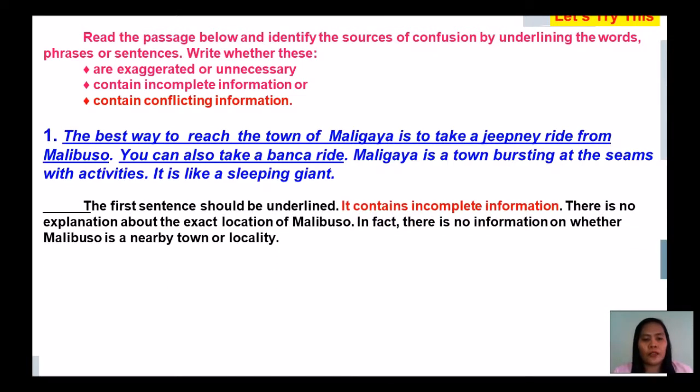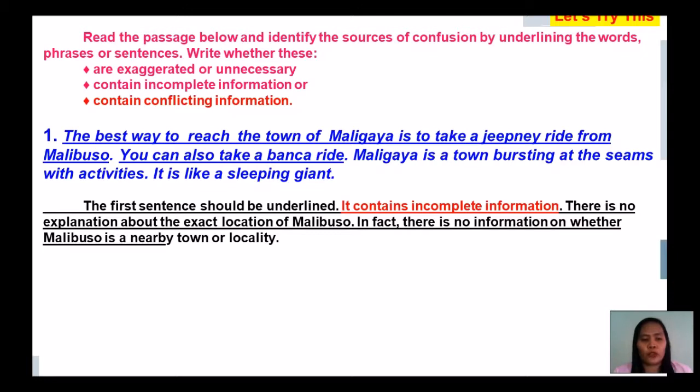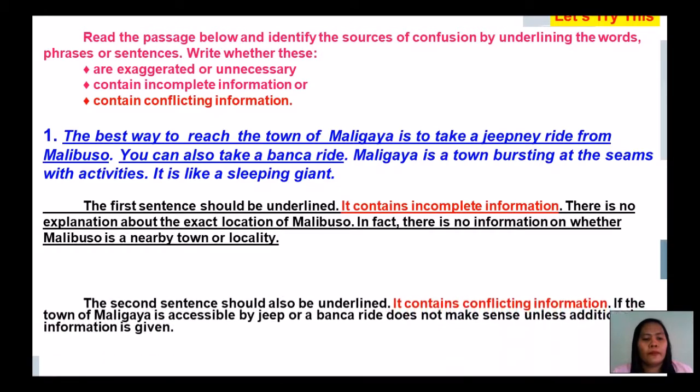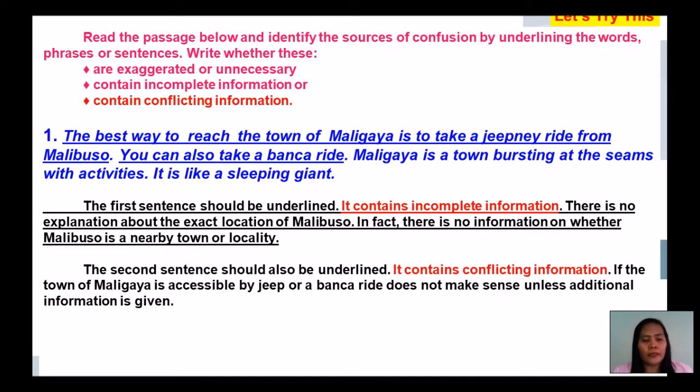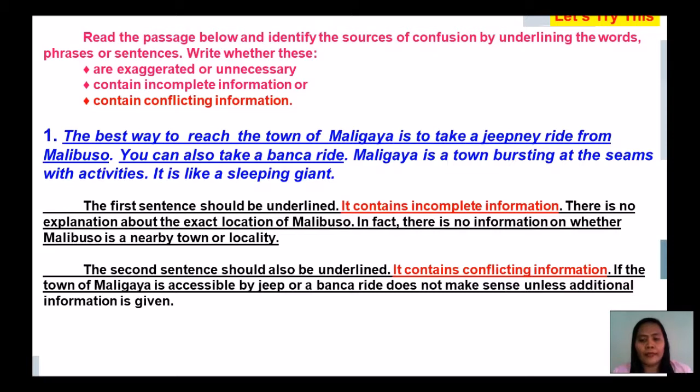The first sentence should be underlined. It contains incomplete information. There is no explanation about the exact location of Malibuso. In fact, there is no information on whether Malibuso is a nearby town or locality. The second sentence should be underlined. It contains conflicting information. That the town of Maligaya is accessible by jeep or a bangka ride does not make sense unless additional information is given.